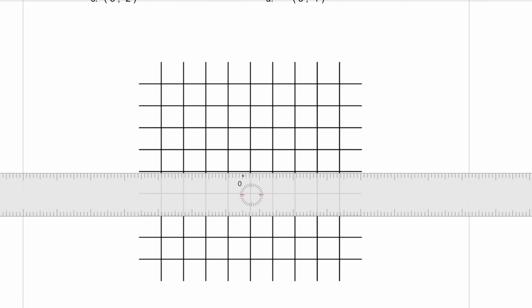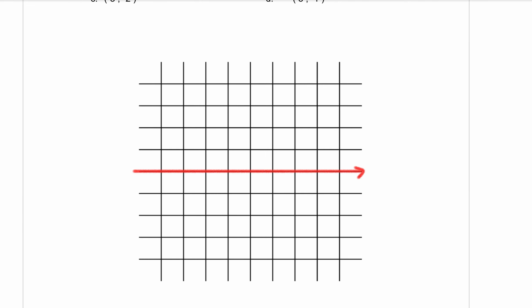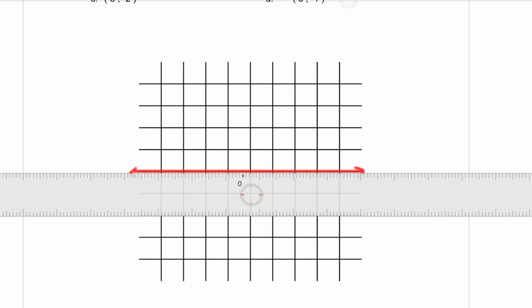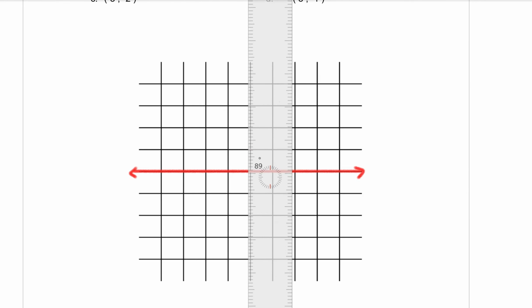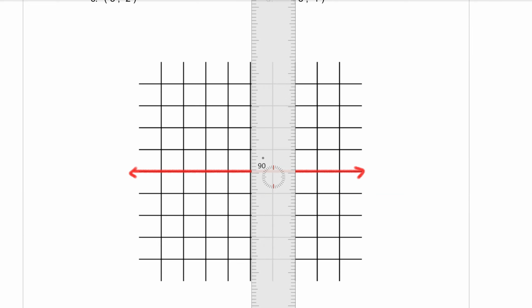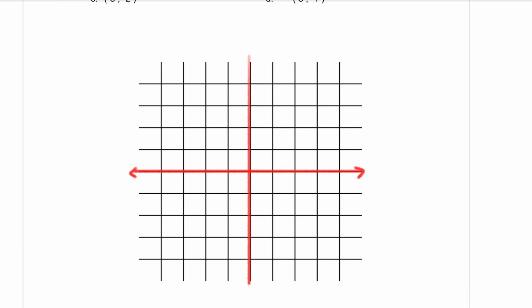So with your ruler, draw a nice big line horizontally through the center of that grid. Then move your ruler 90 degrees and try to find the center line again. And vertically. Now we need to put all the numbers on there. Remember that 0 is the center.